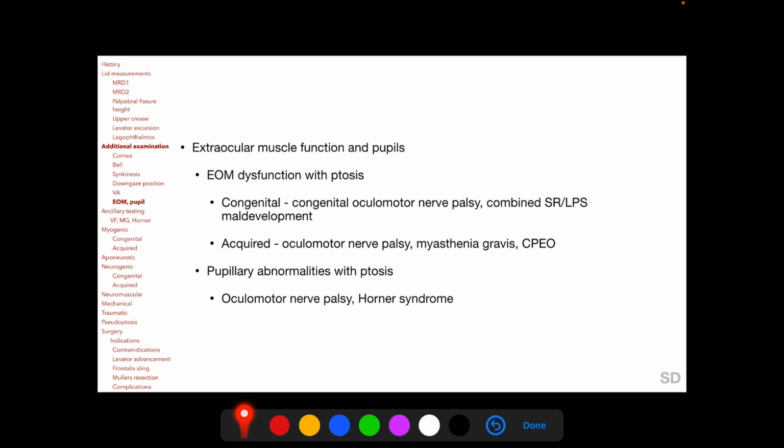Extraocular muscle dysfunction can be found with ptosis in congenital oculomotor nerve palsy and in combined maldevelopment of the superior rectus muscle and the levator palpebrae superioris muscle. Oculomotor nerve palsy can also be acquired, and acquired forms of ptosis along with EOM dysfunction can also be found with myasthenia gravis and chronic progressive external ophthalmoplegia. Ptosis along with pupillary abnormalities can be due to oculomotor nerve palsy as well as Horner syndrome, and the etiology behind them can be potentially fatal, as we have discussed in the neuro-ophthalmology section.